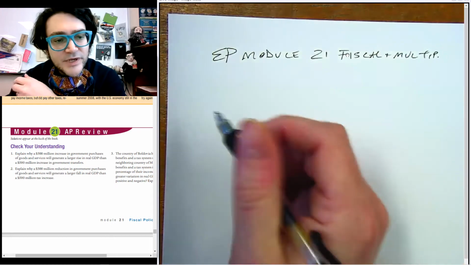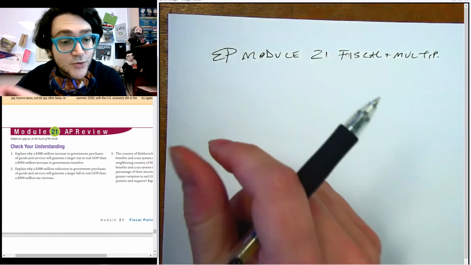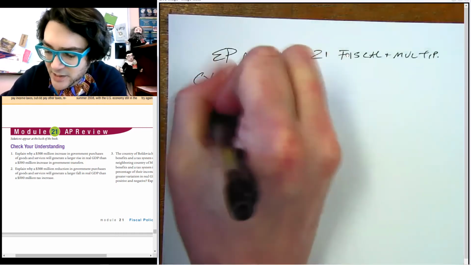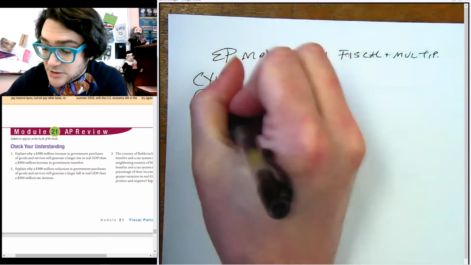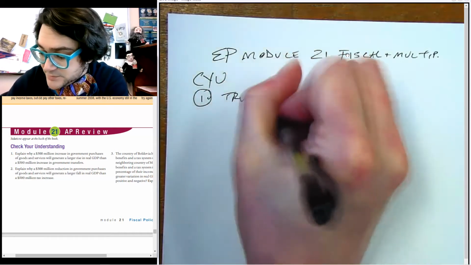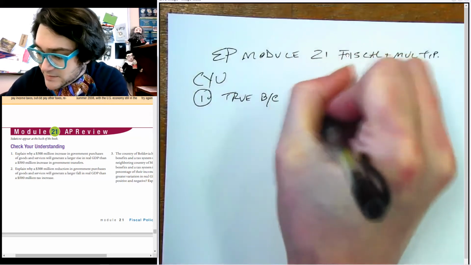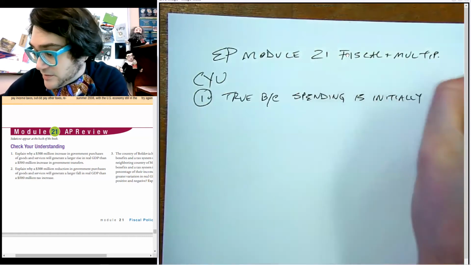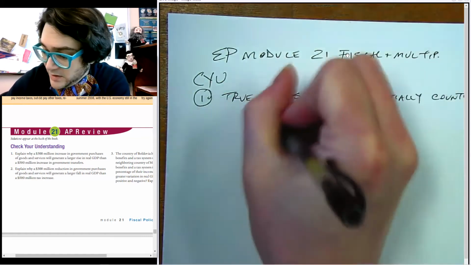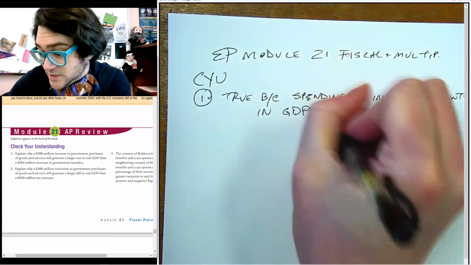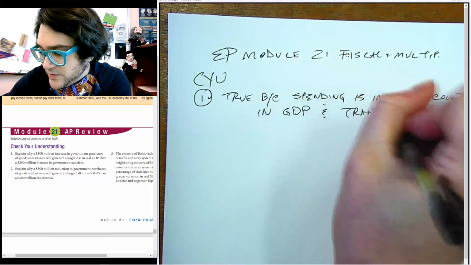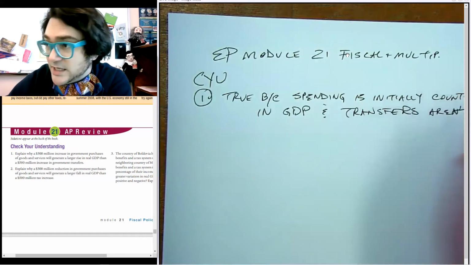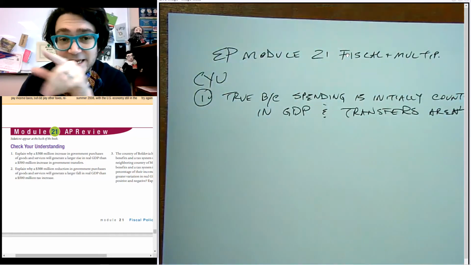Explain why a $500 million increase in government spending will generate a larger increase in GDP than $500 million in transfers. And this is a great question. It makes us think about what's the difference between those. And the answer is it's true because the spending is initially counted in GDP, and the transfers are not. So the idea here is that when the government hands Mr. Glossinger a check, then that doesn't actually get counted in GDP.